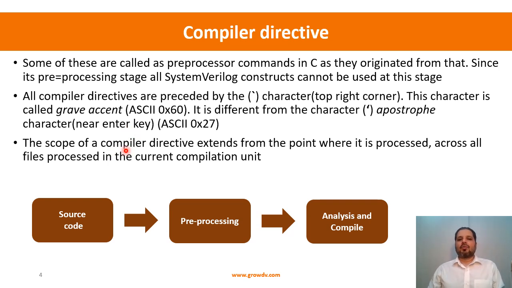And the scope of a compiler directive extends from the point where it is processed across all the files processed in the current compilation unit. So that's the overall scope. Once I have defined a particular pre-processing directive, then for as many files as I compile after that, they will be able to see the effects of that. So let's look at a few examples.